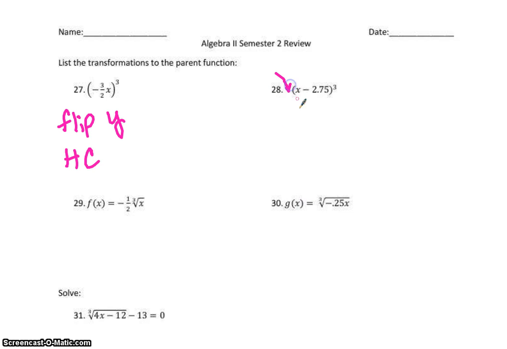This right here is a typo, so ignore that point. We have minus 2.75 trapped inside, so it's horizontal. It does the opposite, so it goes to the right 2.75.